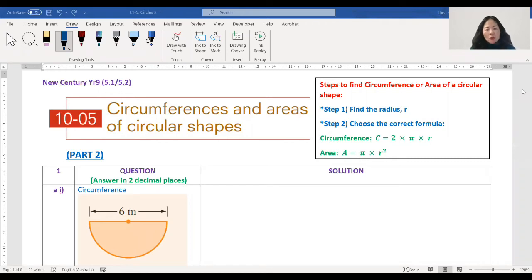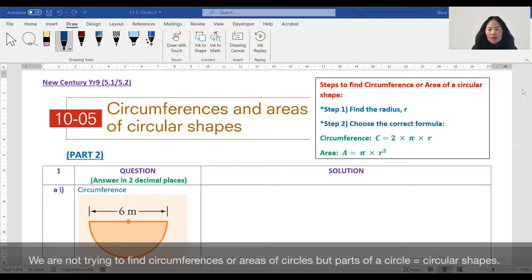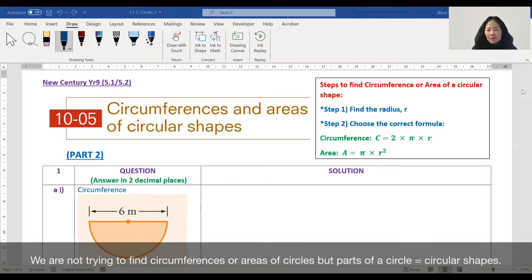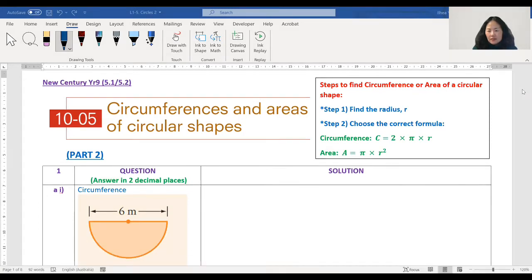Today we're going to do some more questions on circumferences and areas of circular shapes. Before we start, there are steps to find the circumference or area of a circular shape. Step 1 is to find the radius, r, because from here on we're going to use the formula 2 pi r for the circumference, not pi d, because 2 pi r is useful if we want to find the area afterwards, since the area is in a radius term, pi r squared.